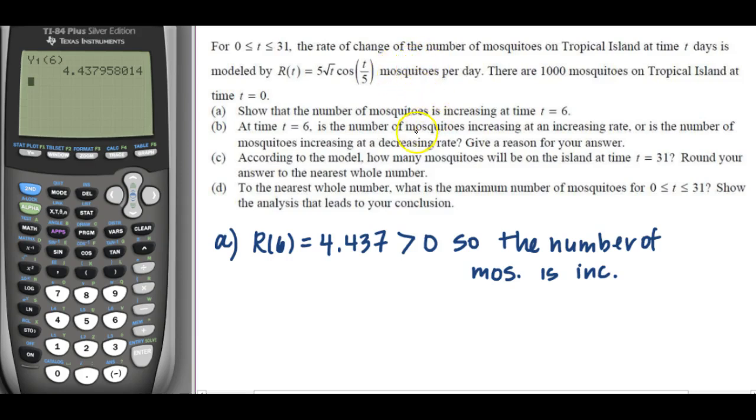So if I want to know whether the number of mosquitoes is increasing at time 6, I need only plug 6 into the rate of change of mosquitoes, which is called R of t.